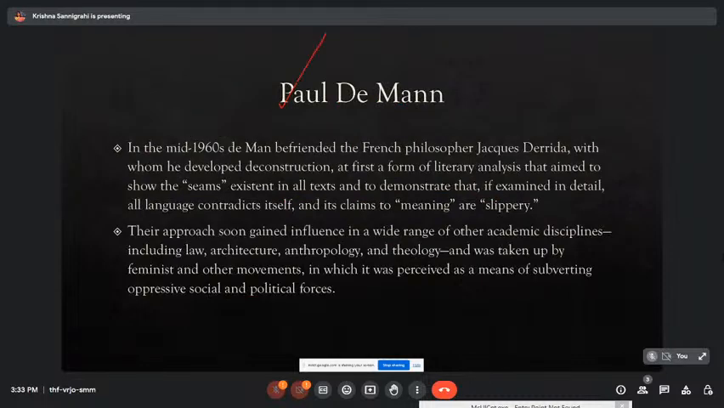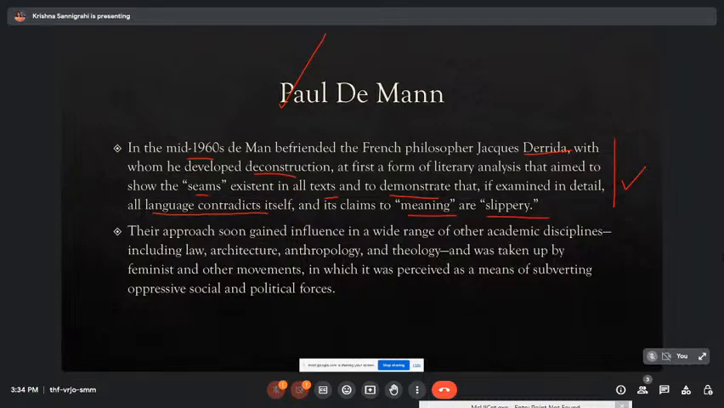You can also refer to Paul de Man, who in the mid-1960s befriended the French philosopher Derrida, with whom he developed deconstruction. Deconstruction, again, is very important. It is a form of literary analysis that aimed to show that some kind of knots exist in all texts, and to demonstrate that if examined in detail, all language contradicts itself, and its claims to meaning are slippery. So the idea that meaning is not very apparent, rather it's slippery, and very difficult to identify and pinpoint, is what is stated by de Man and by Derrida, as we can see.